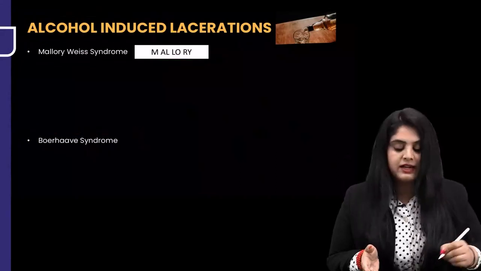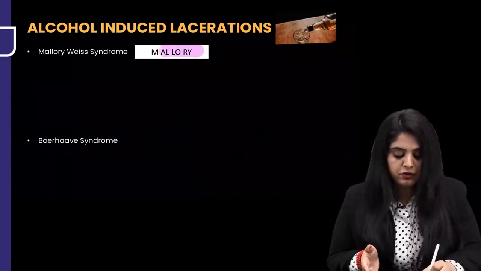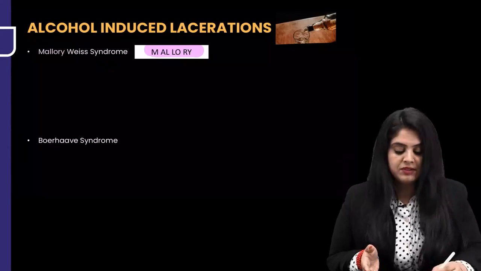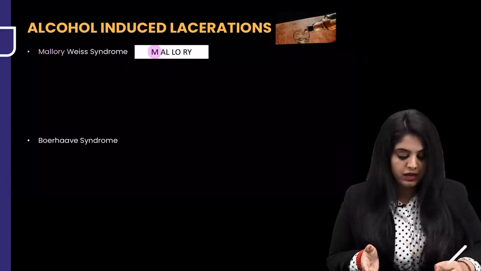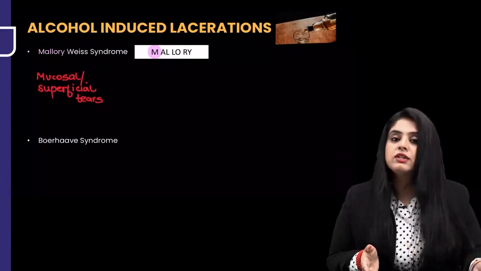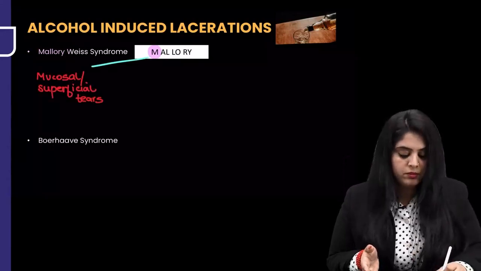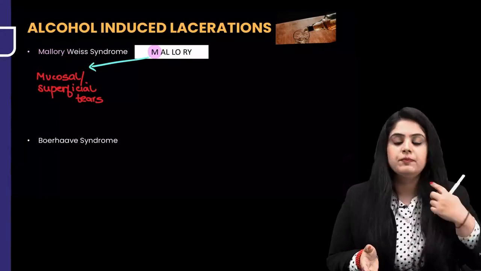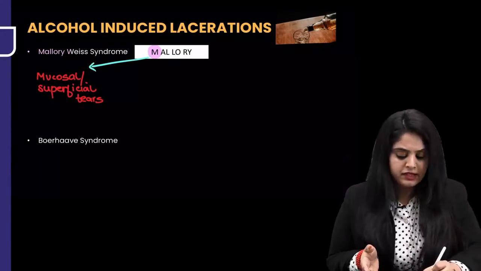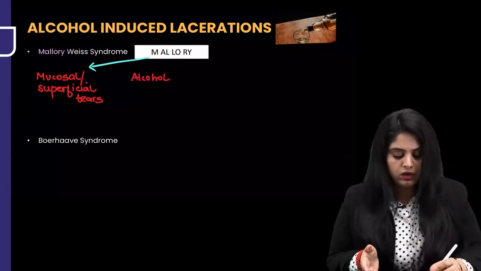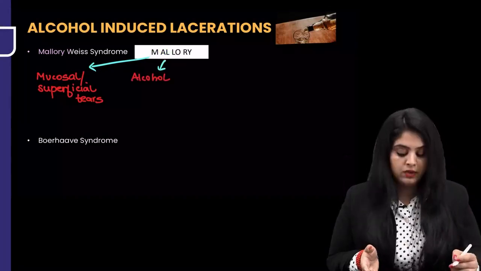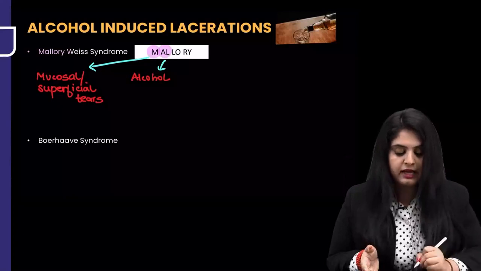So how are you going to divide Mallory-Weiss? I've written a mnemonic for you. The mnemonic of Mallory is Mallory. So let me split that mnemonic for you. What does M stand for? M stands for mucosal tear. What kind of tears are these? These are all mucosal tears, means all superficial. What are they because of? You can see the next two alphabets, AL for alcohol. So of course they are all alcohol induced. AL for alcohol. So M for mucosal, AL for alcohol.